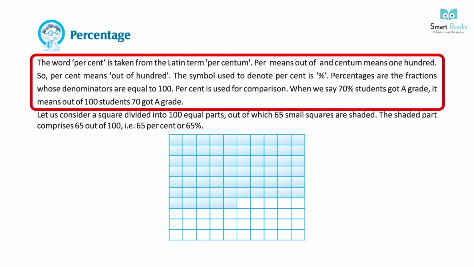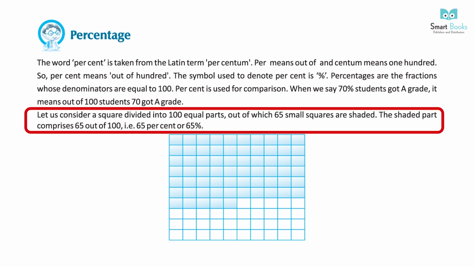Per means out of and centum means 100. So, percent means out of 100. The symbol used to denote percent is %. Percentages are the fractions whose denominators are equal to 100. Percent is used for comparison. When we say 70% students got A grade, it means out of 100 students, 70 got A grade.